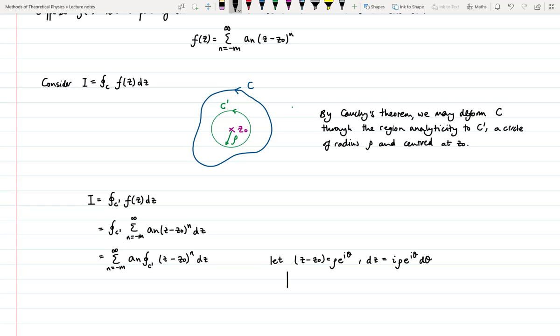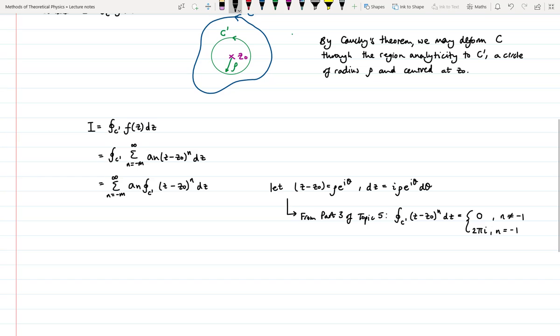And what we found, I'll write here from part 3 of topic 5, we found that this integral dz took two values. Either it was 0 if n did not equal minus 1. The only non-zero value was when n equals minus 1, and that value was 2 pi i.